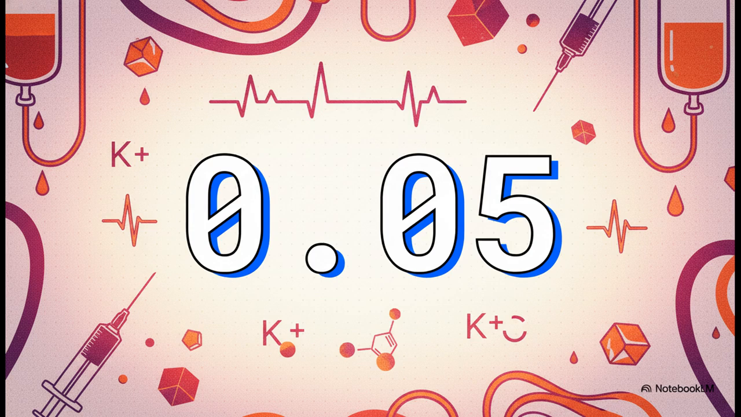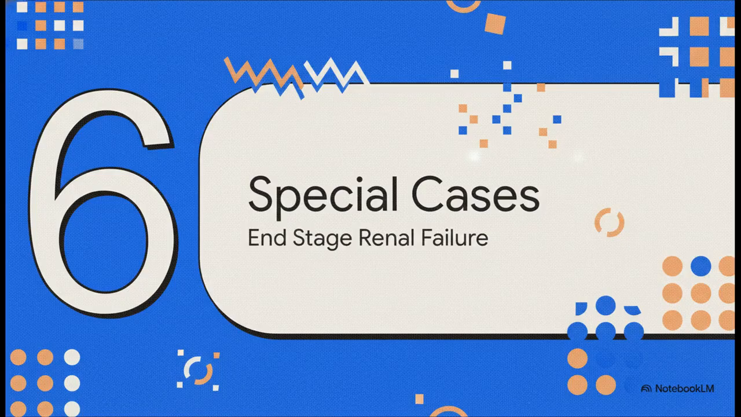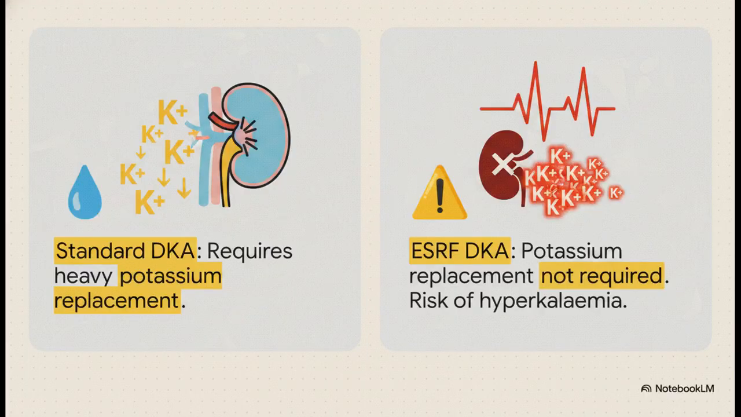They found that keeping it at 0.1 was just driving far too many dangerous episodes of hypoglycemia and hypokalemia, even if you were running glucose alongside it. Section 6. Special cases. Of course, not every DKA presentation is going to fit perfectly into a neat standard protocol, right? This is especially true for patients with end-stage renal failure, or ESRF.